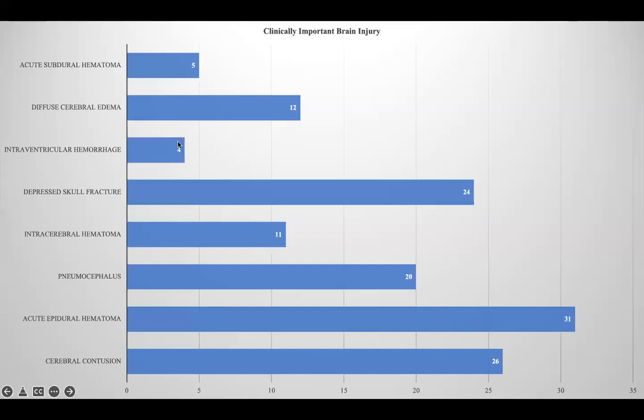Of the 311 patients we looked at, only 34% had what we call clinically significant or clinically important brain injury. In our setup, you can see that acute epidural hematoma was the commonest, followed by contusions. But the importance of the translation of this data was that a good number of patients had either an epidural hematoma together with a cerebral contusion, or an intracerebral hemorrhage together with a depressed skull fracture. So up to 40% of the patients had more than one finding on CT scan.